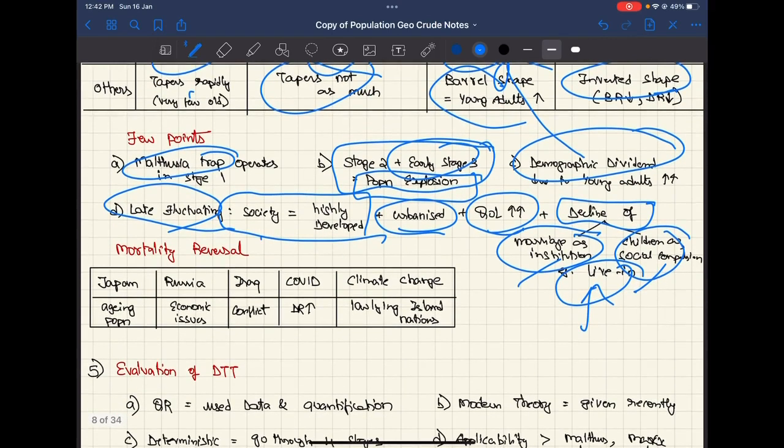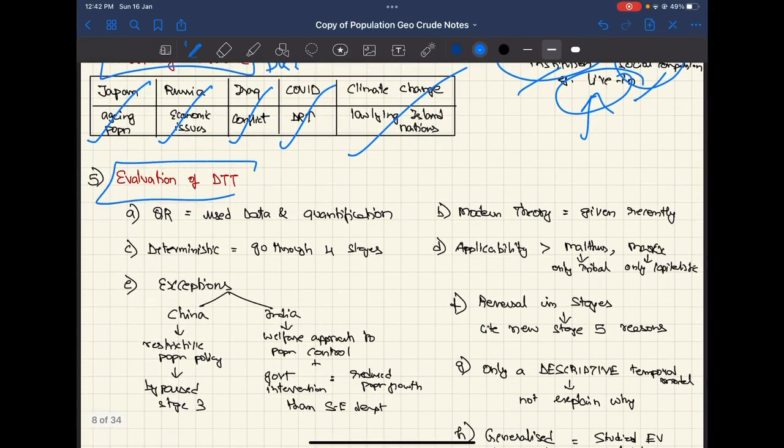The fifth stage is mortality reversal, wherein death rate will increase again. We can see the examples: Japan due to aging population, Russia due to economic issues, Iraq due to conflict, the whole world due to COVID, and climate change issues in the low-lying islands.